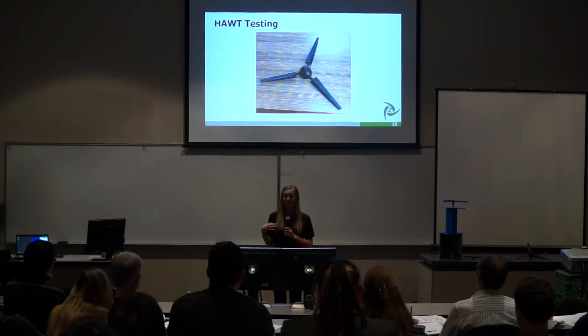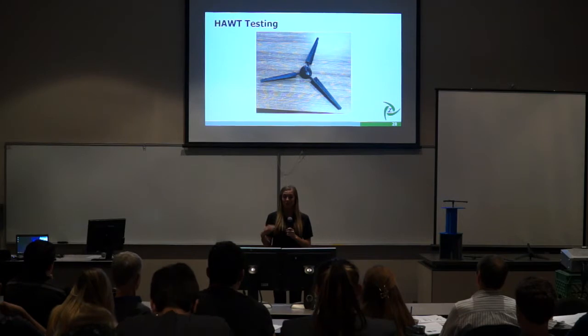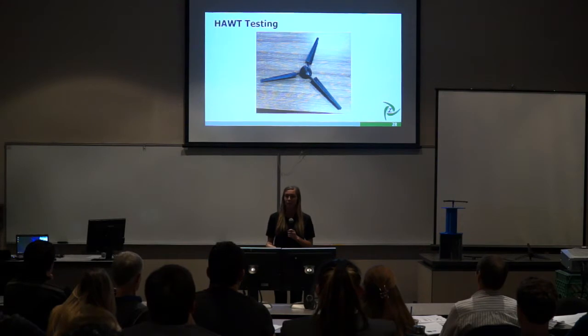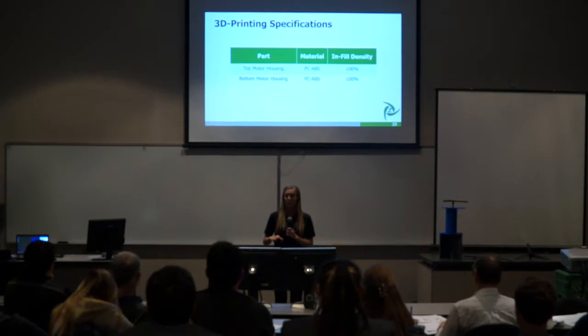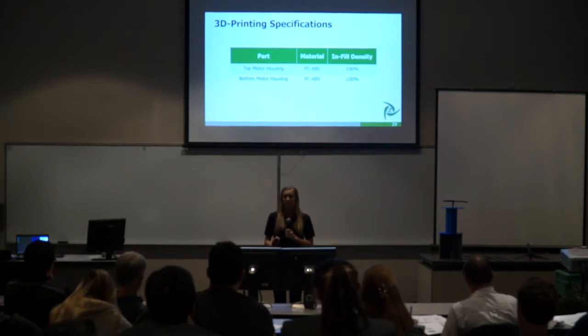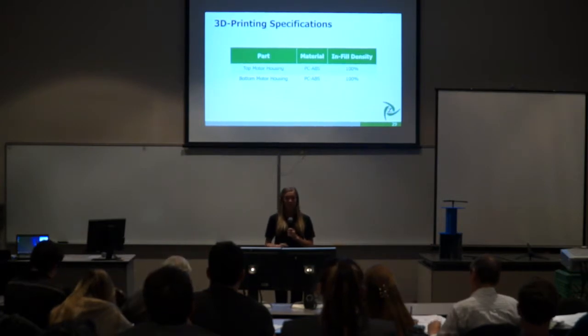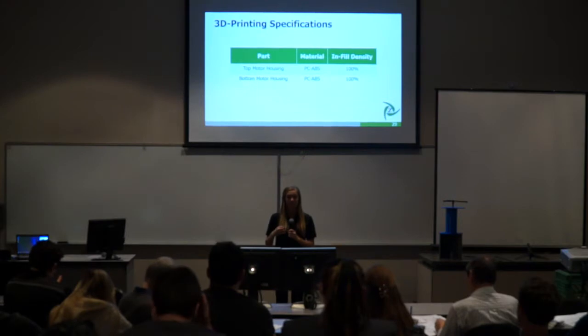From these tests, Project Zephyr ensured that it does create enough torque in 17-mile-per-hour winds to rotate the shaft of the motor on its own. Project Zephyr will be 3D printing both pieces of the motor housing. Both pieces will be printed using a polycarbonate ABS plastic and will be printed using a solid 100% infill density. Printing both of these pieces solid will ensure the strength and stability of the motor housing. Since it is housing the motor, it needs to keep it stabilized in the system while the system is running.